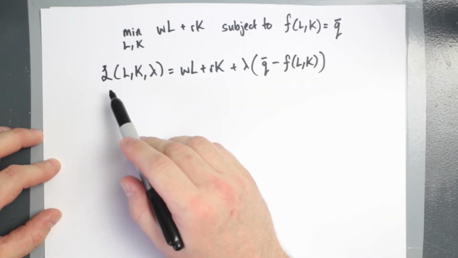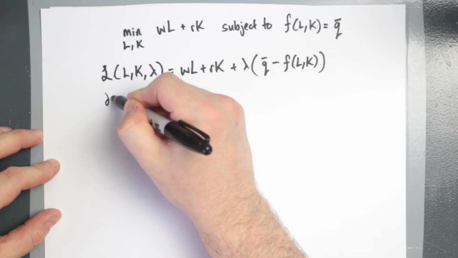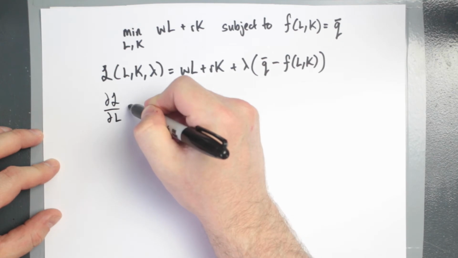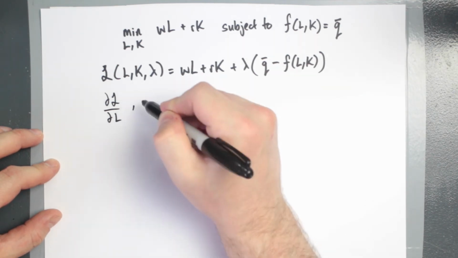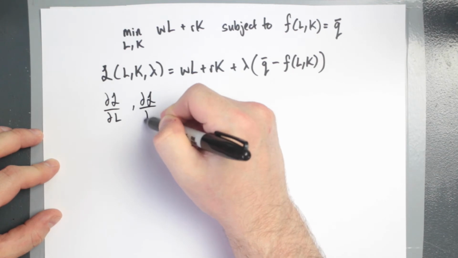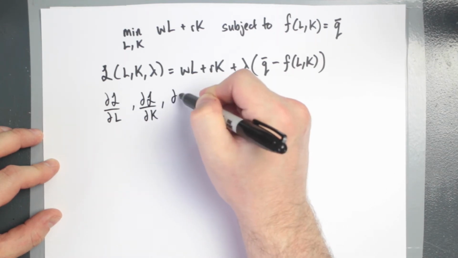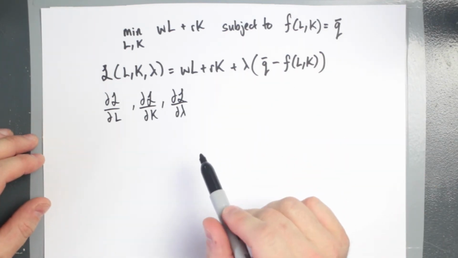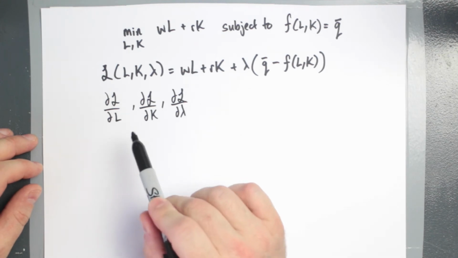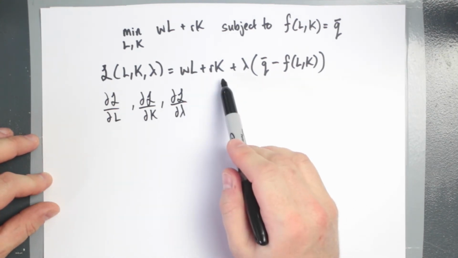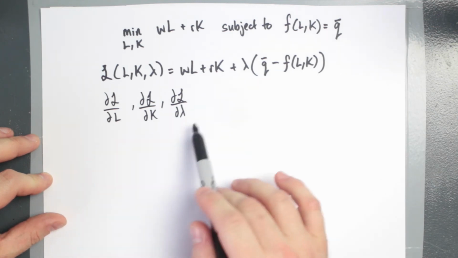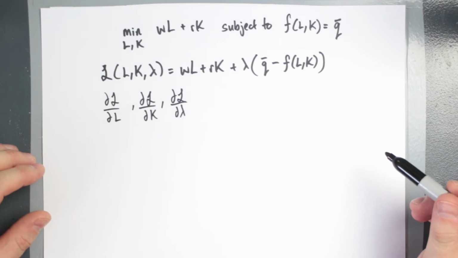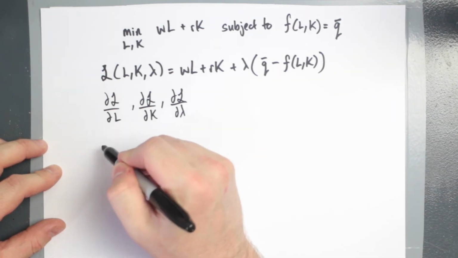So what do we do? Well, we partially differentiate the Lagrangian with respect to L, and we partially differentiate the Lagrangian with respect to K, and we partially differentiate the Lagrangian with respect to lambda. Okay, so we get each of these partial derivatives, and then we want to find the particular L star, K star, and lambda star that make all of these equal to 0 simultaneously. Okay, so that would be the first order conditions.